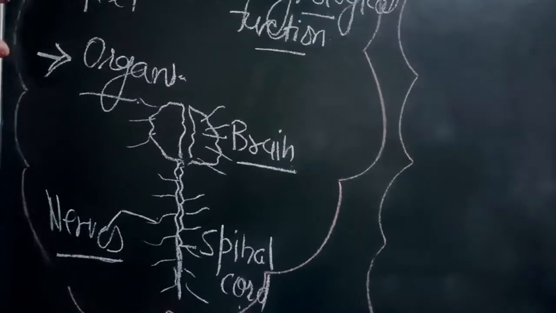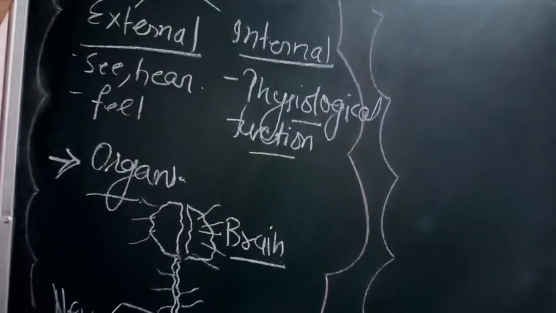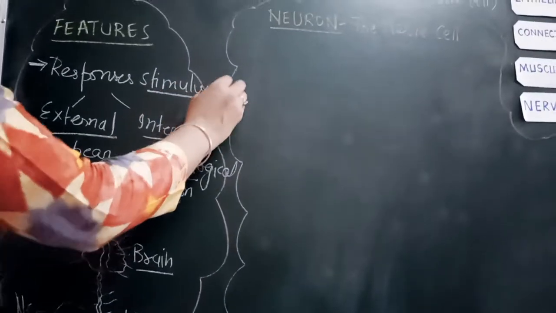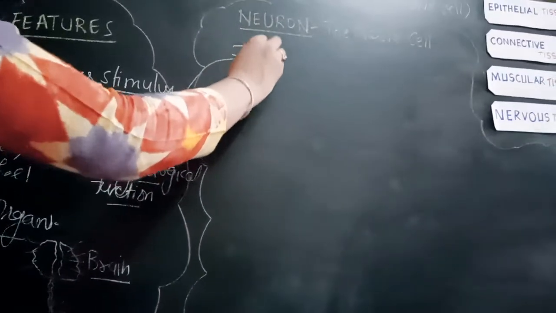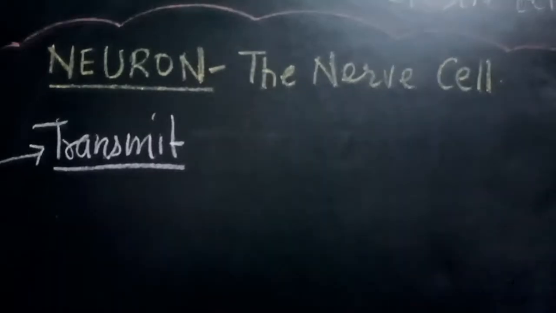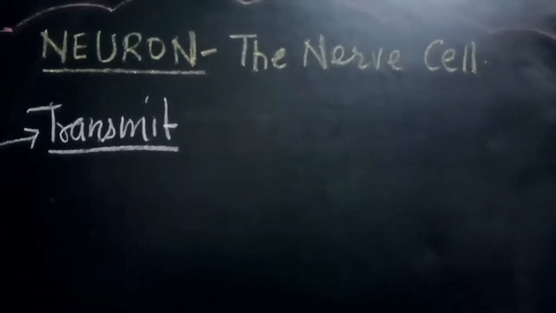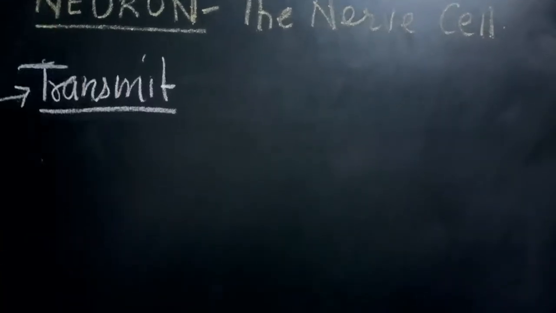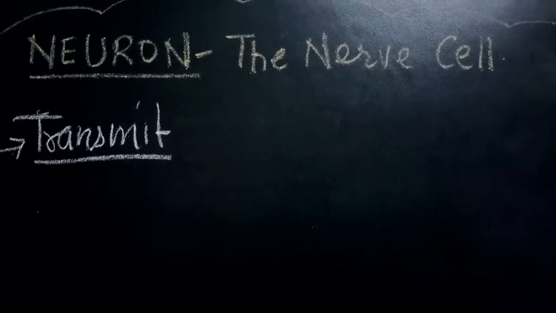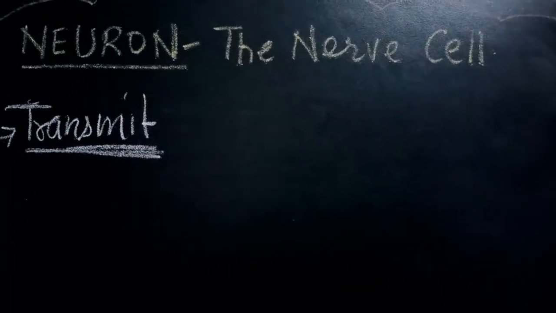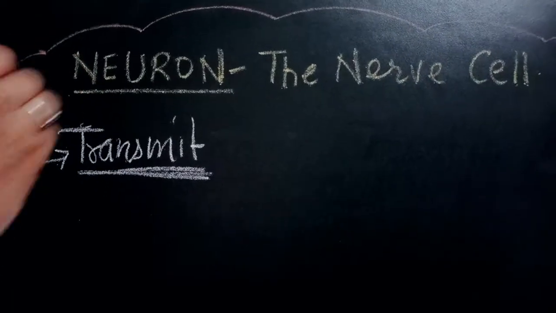So there are two properties: they respond to the stimulus and they transmit the stimulus also. They transmit the stimulus, that is the main property. They receive the stimulus and any command from external or internal sources, and they have the capacity to transmit this stimulus, and this transmission is possible due to the structure called the neuron.